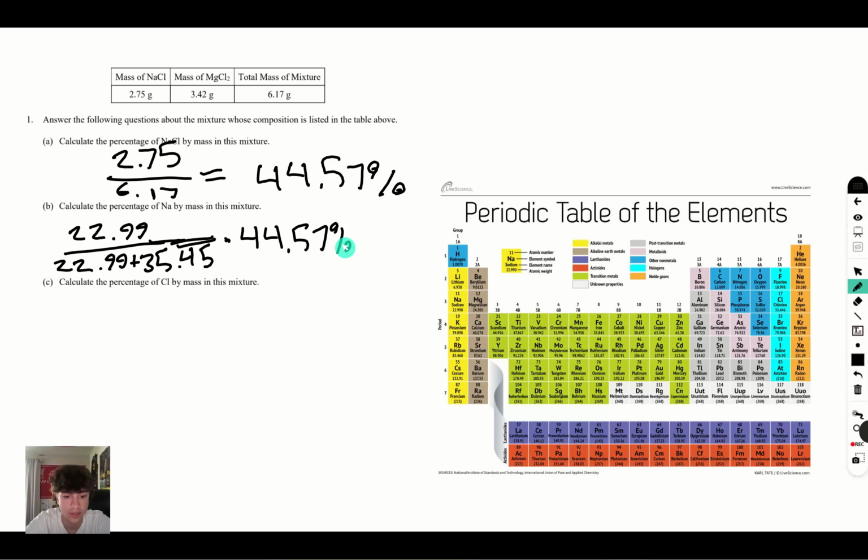So let's see here. You get 22.99 divided by parentheses 22.99 plus 35.45, and parentheses, which gets you around 0.3933. So multiply that by 44.57. You'll get around 17.53%.